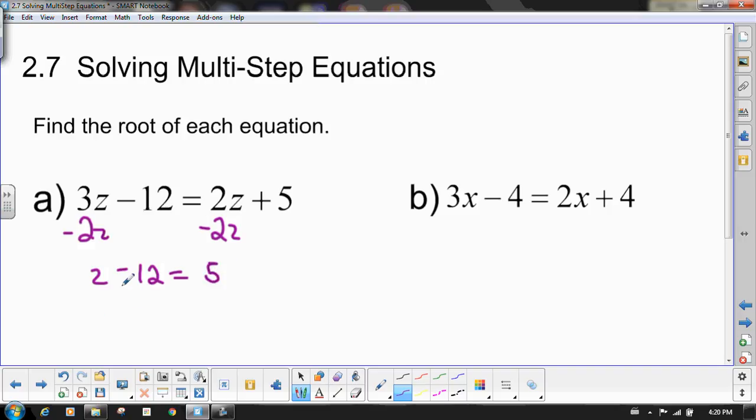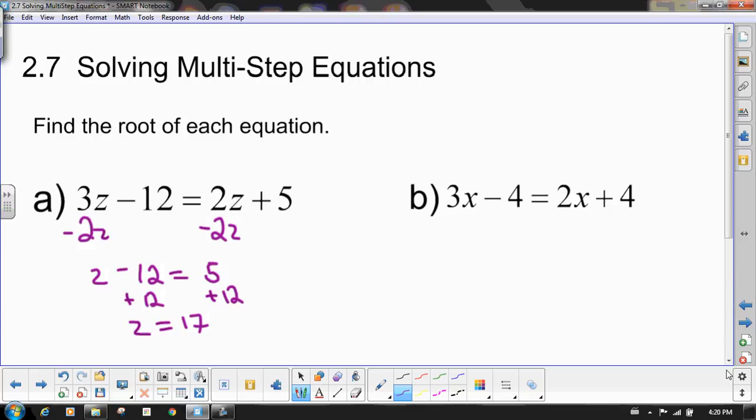Now we want to get z by itself, so I still have a subtraction of 12, so the opposite of subtracting 12 is going to add 12, so I'm going to add 12 to both sides. So z equals 17.